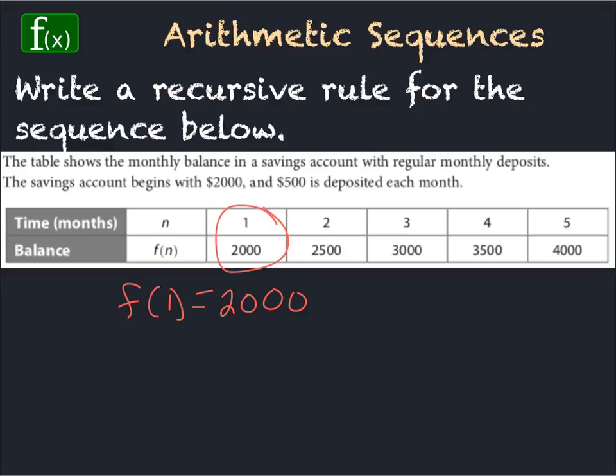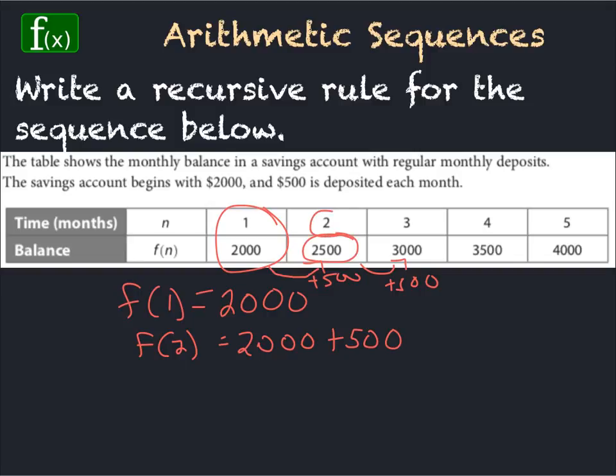Okay. Well, what's going on between terms? We are adding by 500. So if we're trying to get to the second term, f of 2, what would we need to do to our previous term? Add 500. All right, and we would get 2,500, which is f of 2.